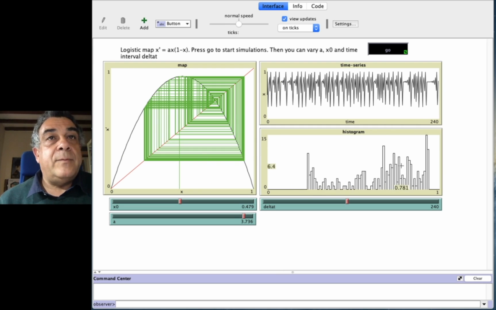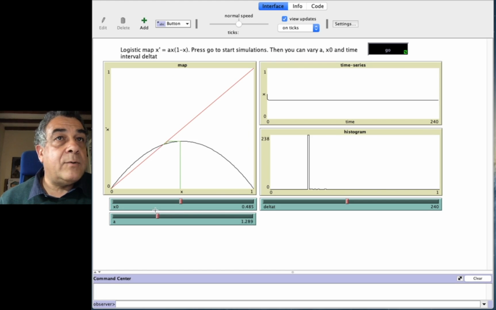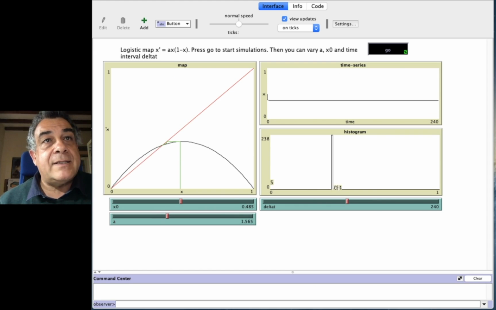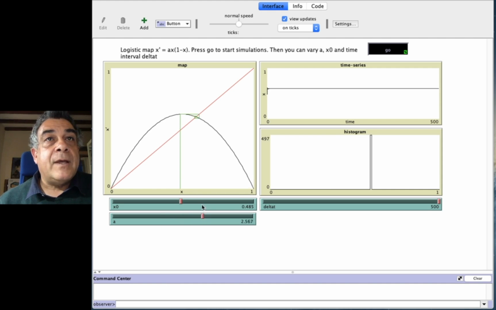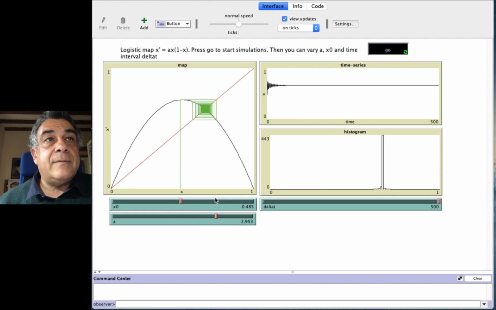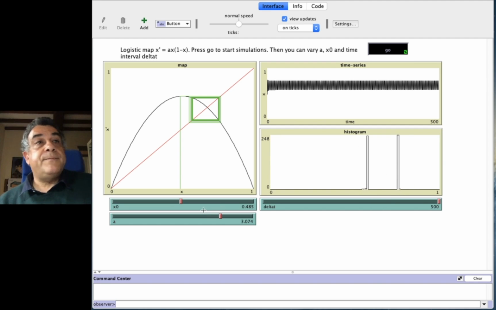And here you may also use the histogram of values of the map in order to have an idea of what is going on. Clearly, for a fixed point, except for some transient, so you may go to very large time series, except for the transient, you have just 1 point. When you have the appearance of a limit cycle, you have 2 points here, two values.